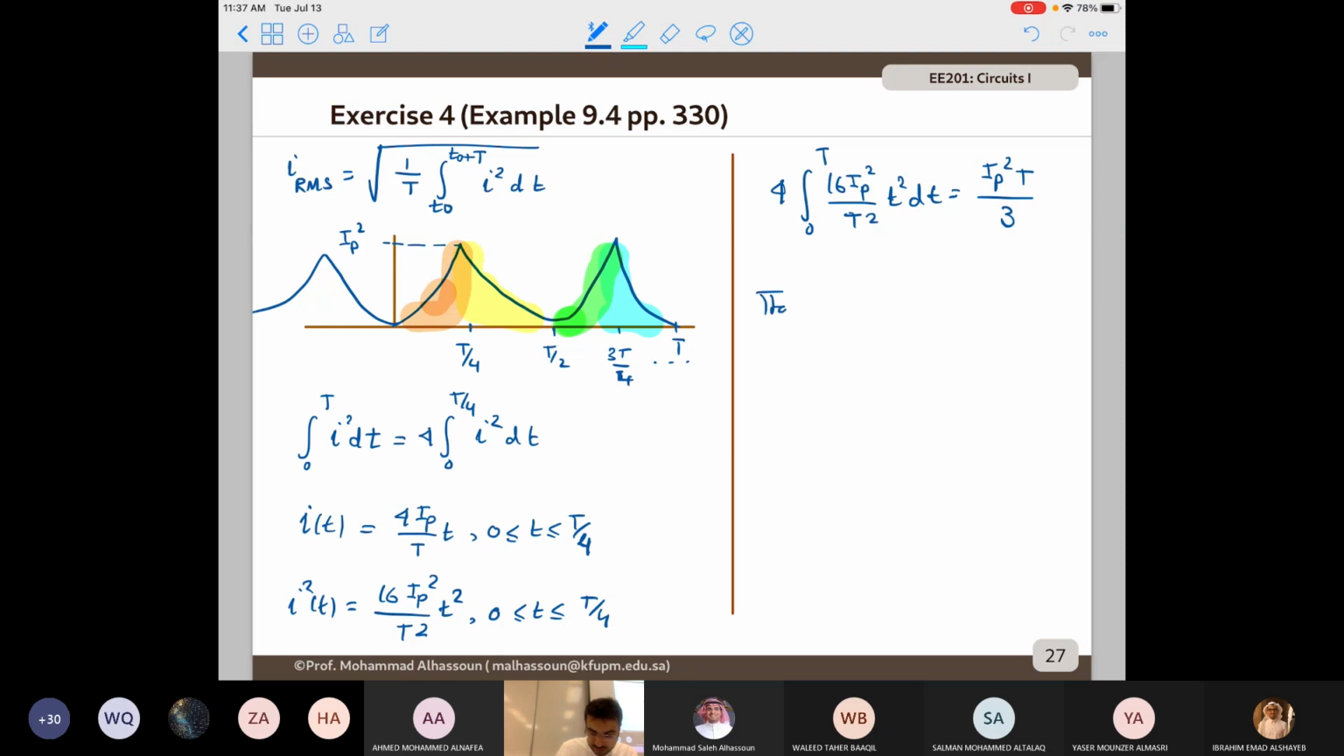The RMS value now is going to be 1 over T multiplied by IP squared multiplied by T divided by 3. In this case, we will end up with I RMS equals IP divided by square root of 3. So if you have a triangular wave, then you divide the amplitude by square root of 3. You see that it depends on the type of wave.